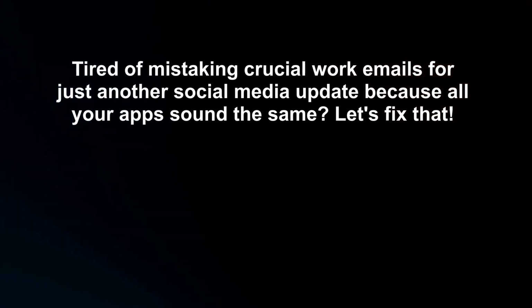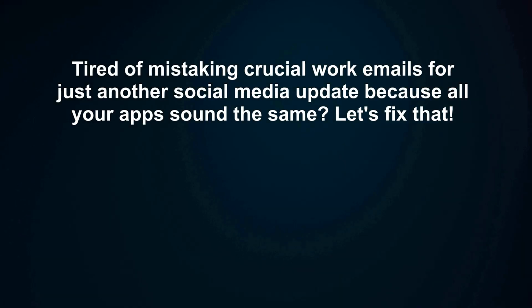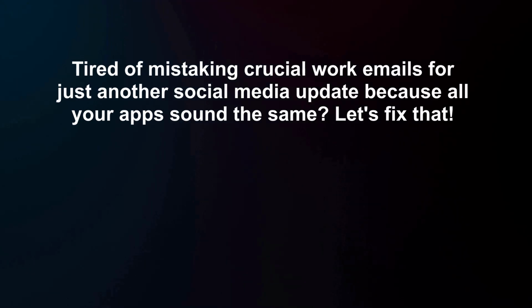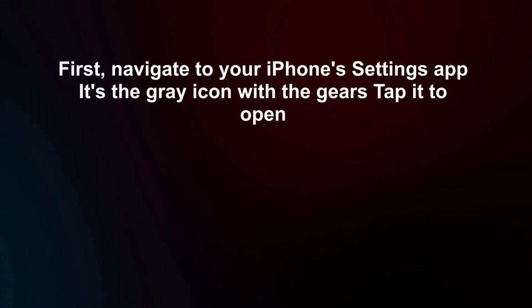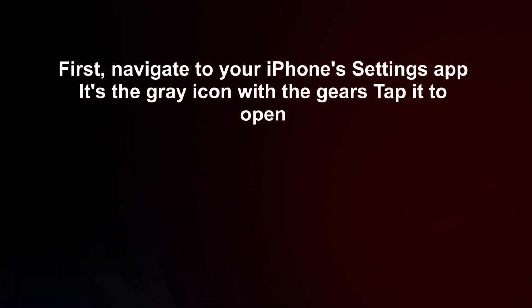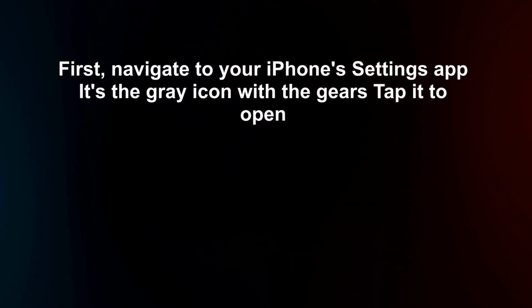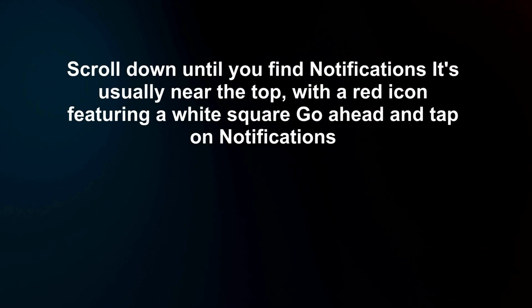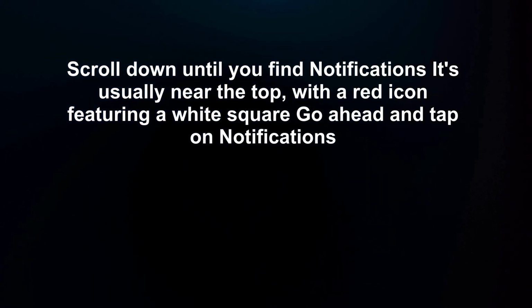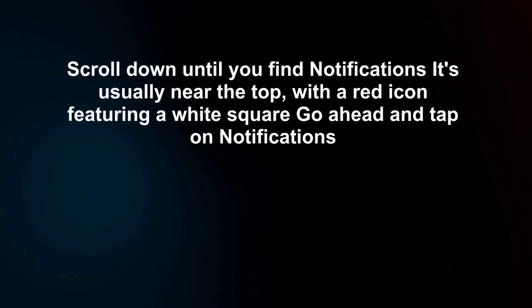Tired of mistaking crucial work emails for just another social media update because all your apps sound the same? Let's fix that. First, navigate to your iPhone settings app. It's the gray icon with the gears. Tap it to open. Scroll down until you find notifications. It's usually near the top, with a red icon featuring a white square.